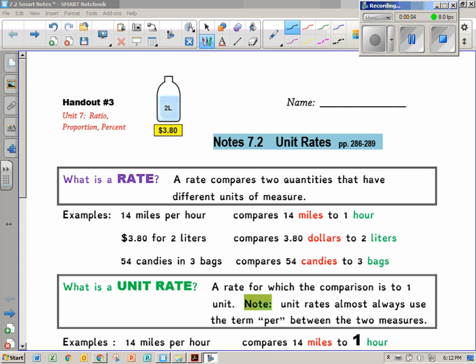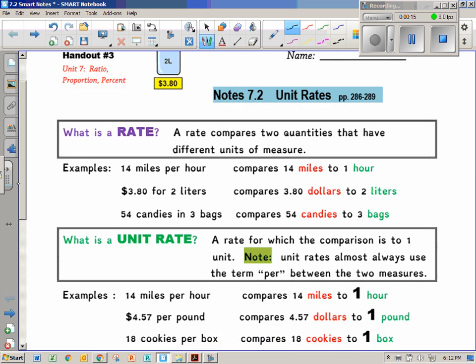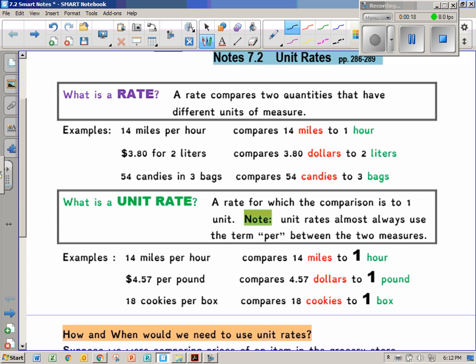Well, lesson 7.2 is going to show us a good application of ratios, which is the previous lesson that we just talked about. So a rate is just a comparison of two quantities that have different units of measure. That's the key part. If I'm comparing how many laps I ran per minute, or how many dollars something cost per ounce, that's a rate, a comparison. So I listed several examples here and what you're comparing.